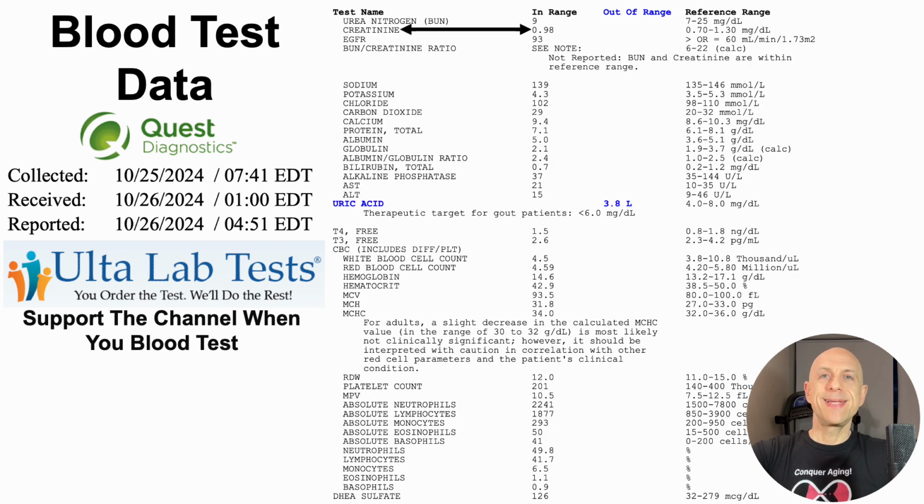Creatinine at 0.98 is not my lowest in 2024. I had values of 0.82, and lower is better. It suggests better kidney function. And on the other side, though, this is close to my average since 2015, as my creatinine average is 0.95.